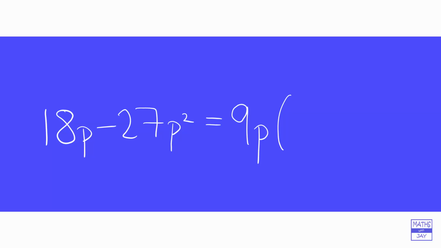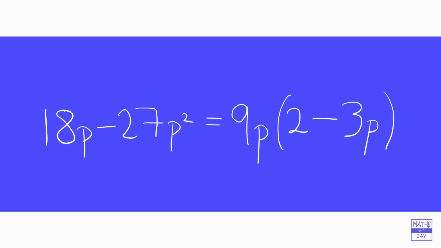And then inside the bracket, we need to multiply 9 by 2 to get 18. We've already got the p there. So that gives us 2 times 9p is 18p. And then we're going to be subtracting. We will need to multiply 9 by 3. So that will give us the 27. And then p by p to give us the p squared. So 9p times 2 is 18p. And 9p times negative 3p will be minus 27p squared.